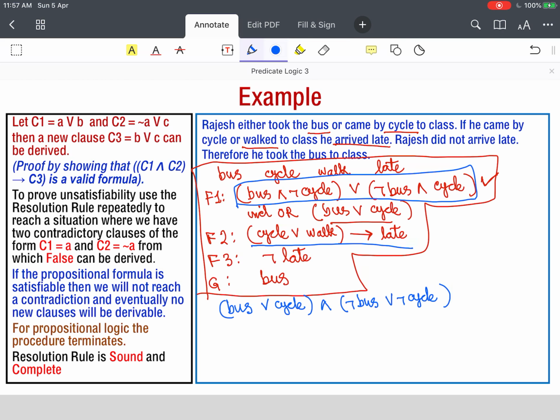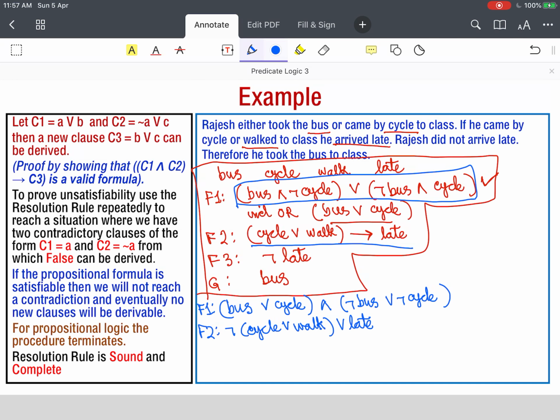From this one, what do we get? If we move it out a little, we get not A or B. So we will get not cycle or walk or late. So if we get not of cycle or walk, or late, we get this clause.